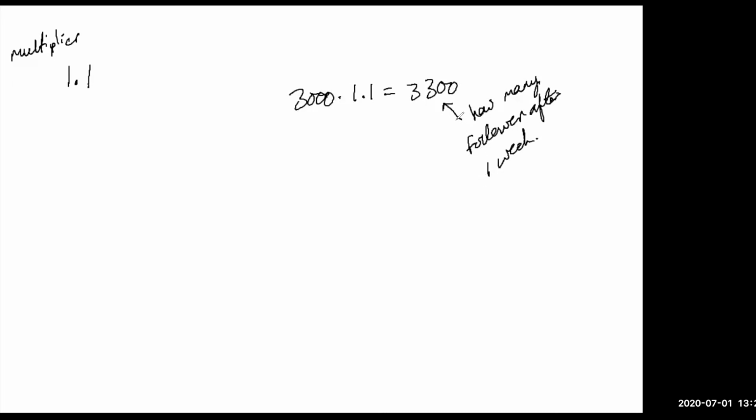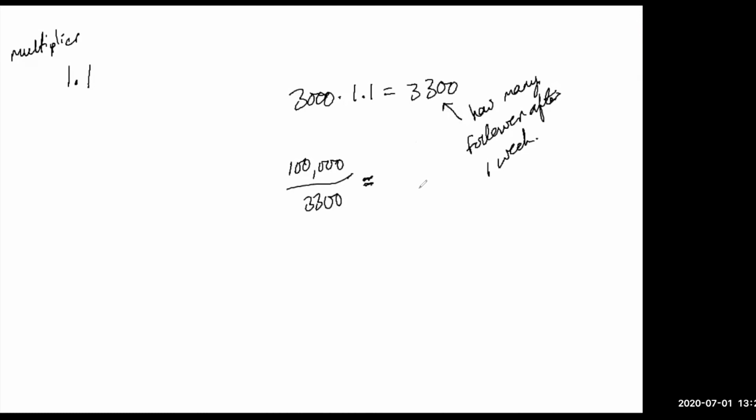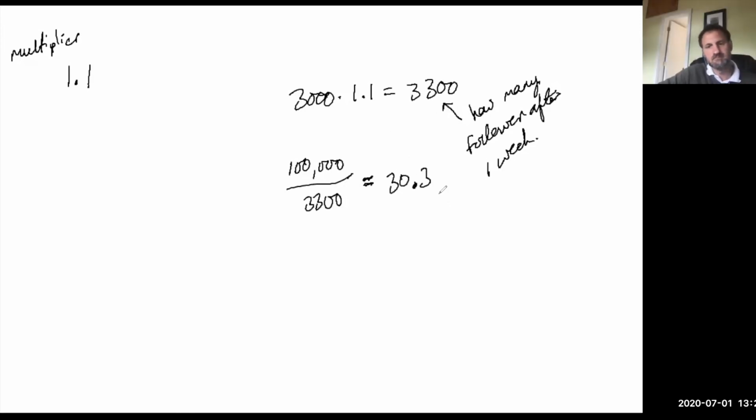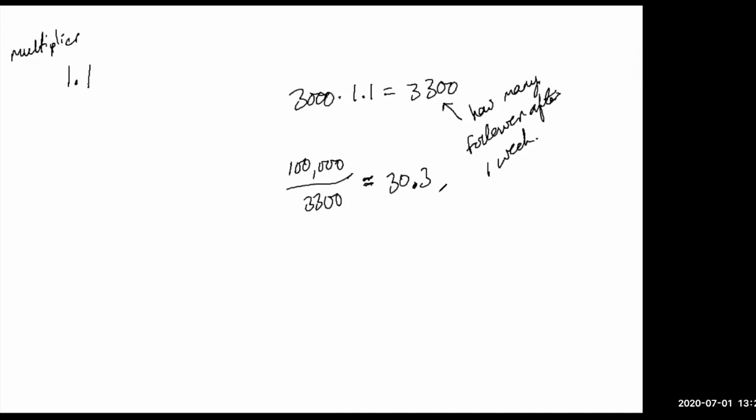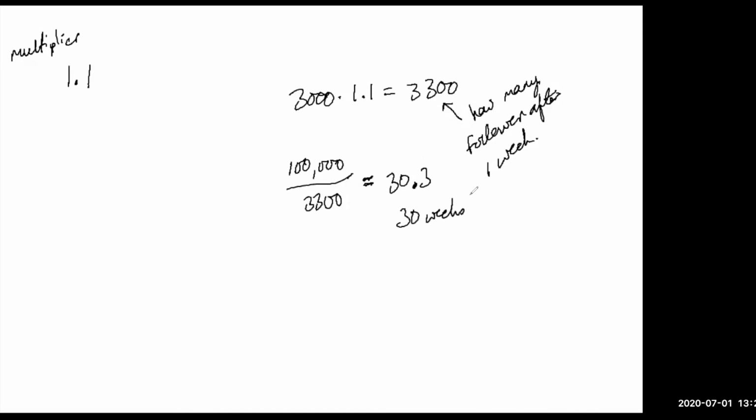Now take the 3,300 and divide by 100,000, or 100,000 divided by 3,300. What's that give us? 30.30. Okay. So about 30 weeks and a couple days for him to reach that point.